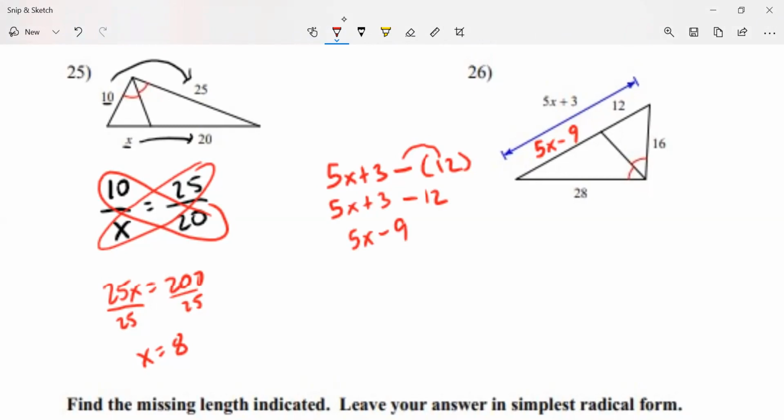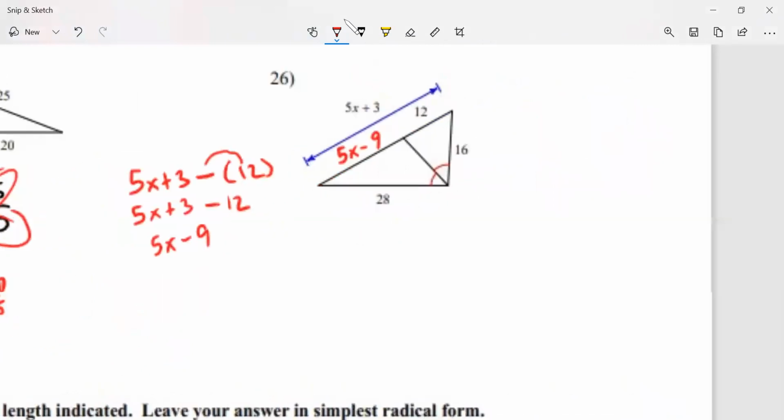Again, you need two small sides per triangle. This is what we're going to call the angle bisector formula, angle bisector rule. And then I'm ready to make my proportions. From the first triangle, the triangle that we see on the left, I'm going to use the measurement 5x minus 9 and 12. I mean 28. 5x minus 9 goes with 12, and 28 goes with 16.